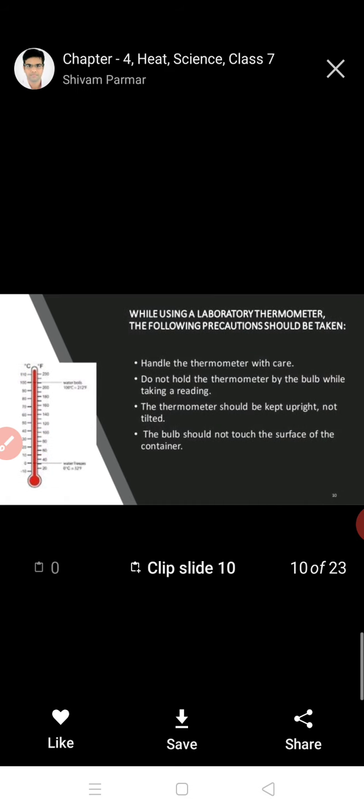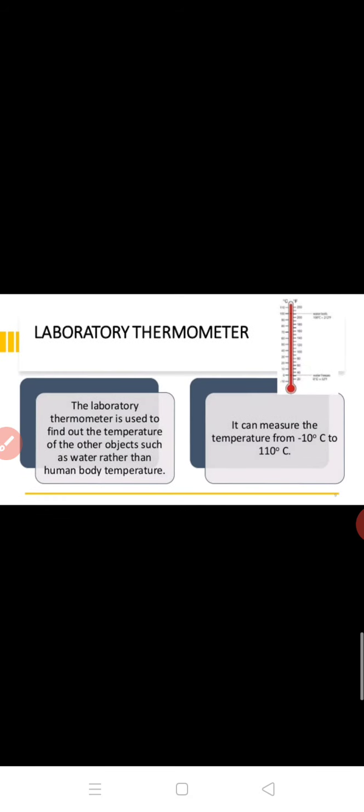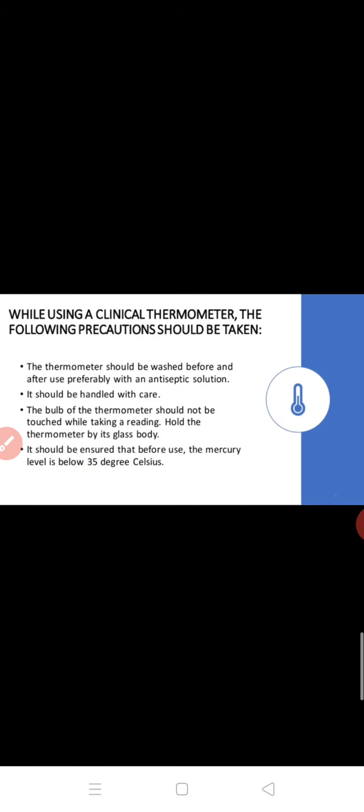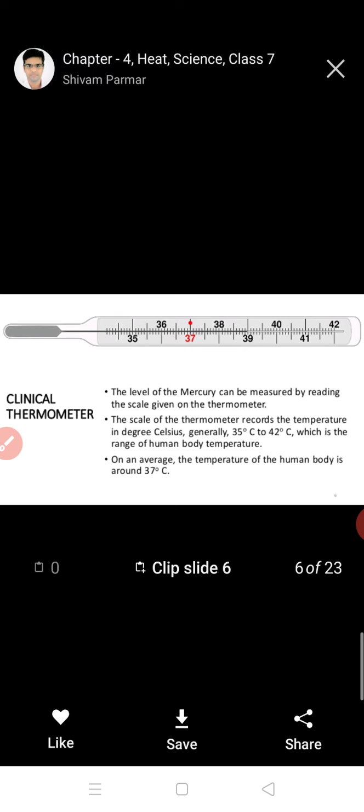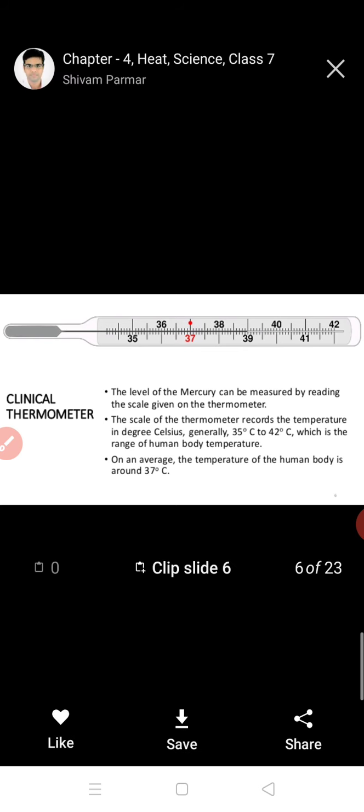So this is all for today. You have studied about digital thermometer, laboratory thermometer, then clinical thermometer, and what precautions we should take while using clinical thermometer and laboratory thermometer. So I am going to post some questions related to this topic. You have to solve those in your notebook, and we will meet on Google Meet very soon.